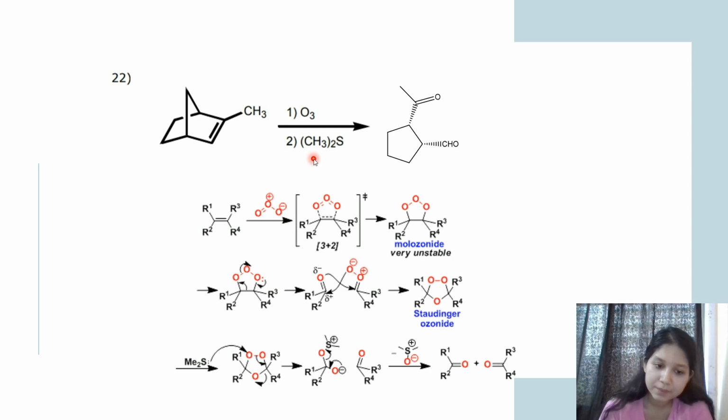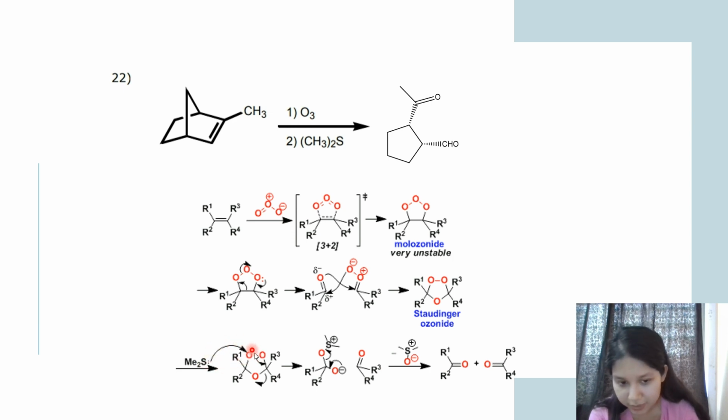How will it react? See, dimethyl sulfide is electron rich. So the sulfur atom will attack at this oxygen atom, because by attacking at this oxygen atom you are able to break this unstable peroxy linkage. So sulfur will attack here, the electron will be pushed to this C-O bond, and this C-O bond will be broken to give an oxygen negative charge on this one.